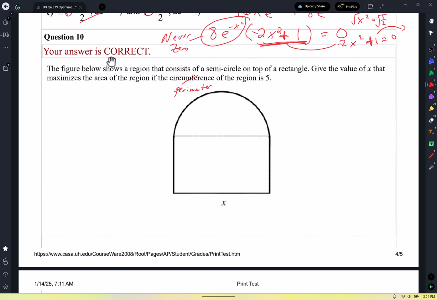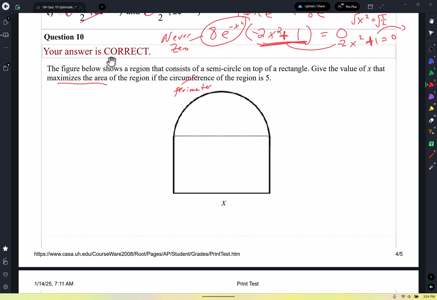The figure below shows a region that consists of a semicircle on top of a rectangle. Give the value of x that maximizes the area. So what do they want to maximize? The area of the region if the perimeter of the region is 5. So what is the perimeter? Everything that you see that's bolded.